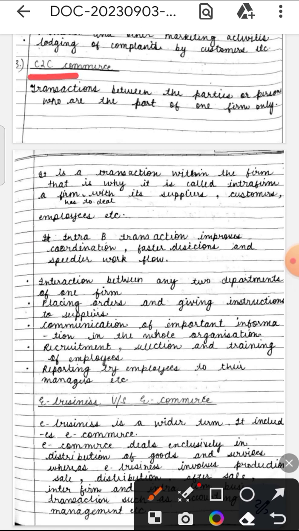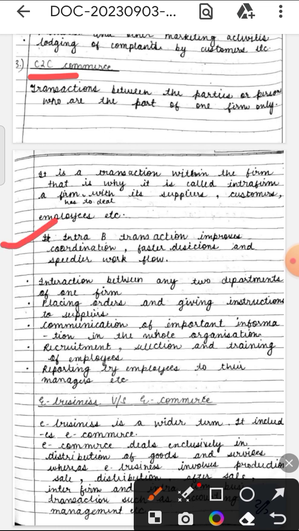C2C commerce. Here C stands for customers and the other C stands for customers. Here the transaction is taking place between customers only. For example, we understand the OLX concept, where a customer sells a used or second-hand product to another customer at a reasonable rate. This is known as C2C commerce.